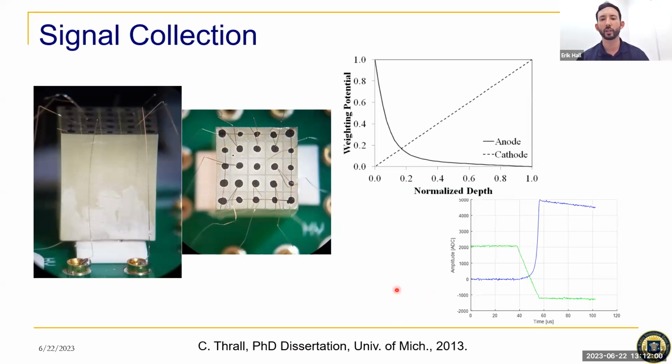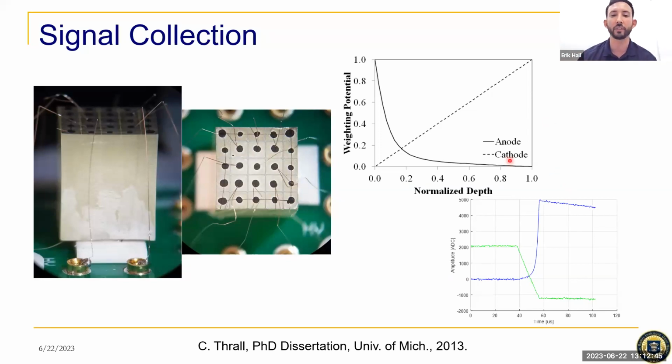So the way we do our signal collection is based on what we call the Shockley-Ramo theorem, which is an example depicted here. For a pixelated sample, the pixel weighting potential is shown by this curve here, whereas the planar cathode is shown by the weighting potential here. When you have a gamma ray interact in the crystal, it creates an electron cloud that starts traveling towards the pixel, and it'll create this signal waveform here. The signal that it creates is based on the weighting potential.